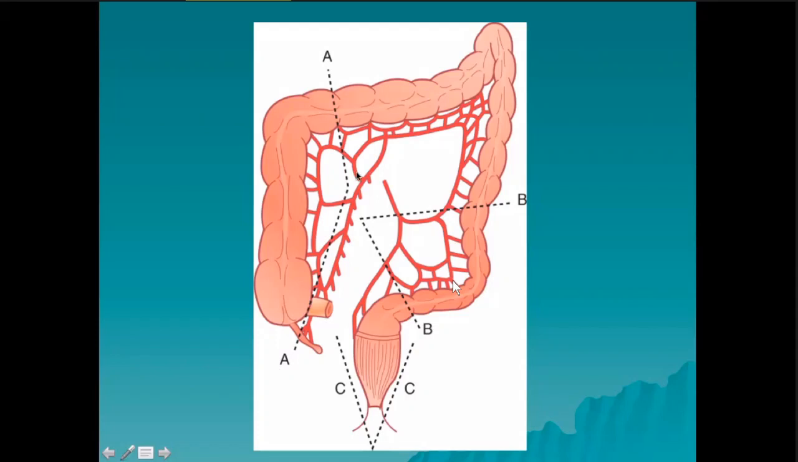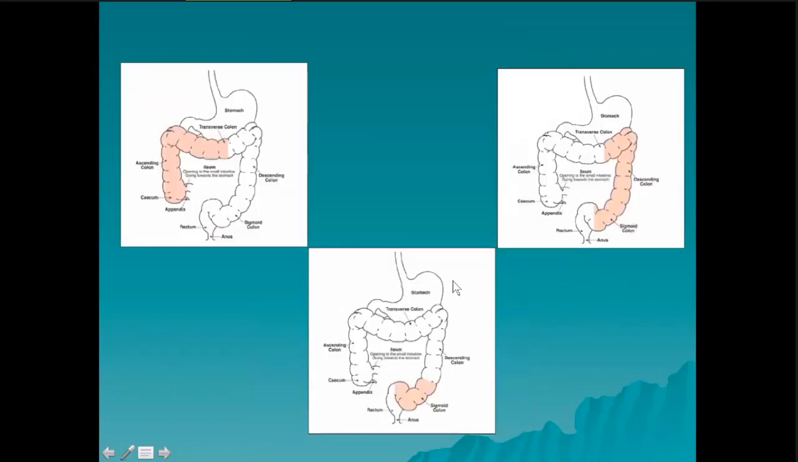So basically what you do is you remove that part and then anastomose the ileum to the transverse colon. And the same way, if the tumor is in the sigmoid colon, you can do what is called a sigmoid colectomy. And then of course for the low rectal tumors, you have to do what is called an anterior resection, or an abdominoperineal resection.